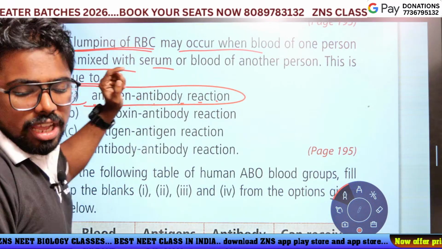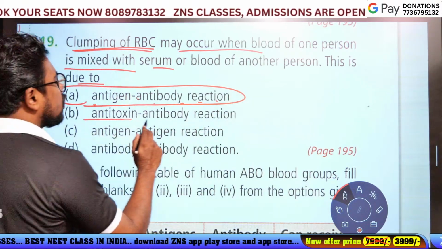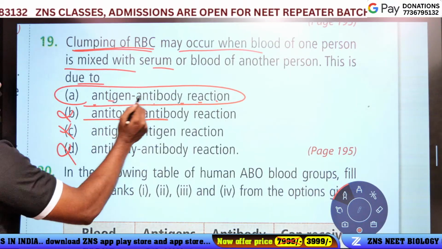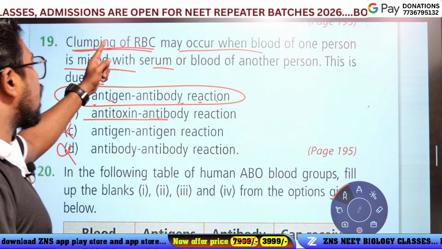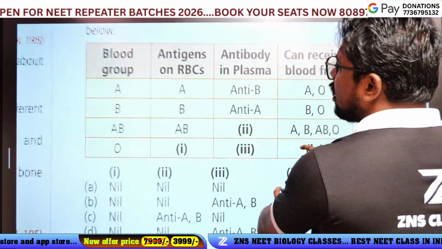Okay, ready. You understood? So, the question: not antitoxin, not antigen, not antibody. The antigen antibody reaction leads to clumping of RBC. Option A is the answer. Okay, the next question.